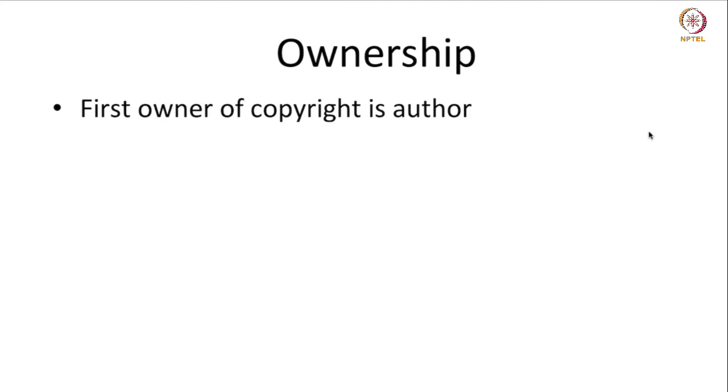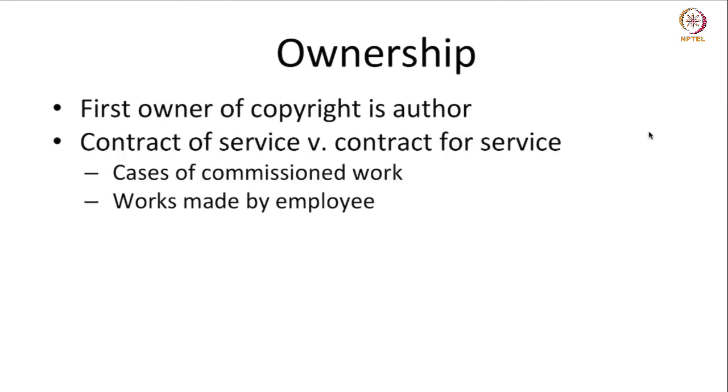Ownership. The first owner of the copyright is the author. Copyrighted works can be created as a contract of service or a contract for service. If it's a contract of service, the service provider is engaged for the service, whereas if it's a contract for service, the service provider and the products that come through the engagement are also covered. So for what we call a contract for hire, a person is hired to do something, so it is regarded as a commissioned work, and for all commissioned work, the right will vest with the person who paid for the work.